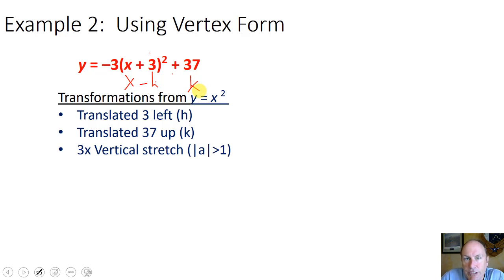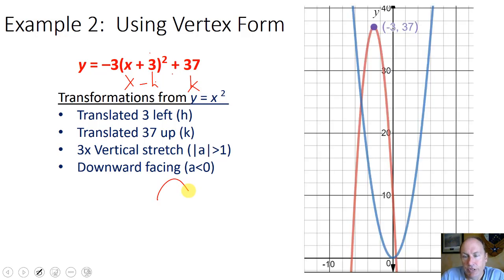So this one's going to be really stretched out vertically because the absolute value of a is greater than 1. Now, however, since that is a negative 3, it is downward facing. So those are the things we know just by looking directly at the vertex form. Here's a graph to show you the comparison. The blue is y equals x squared, the parent function of all quadratics, and the red graph is the one we're analyzing.